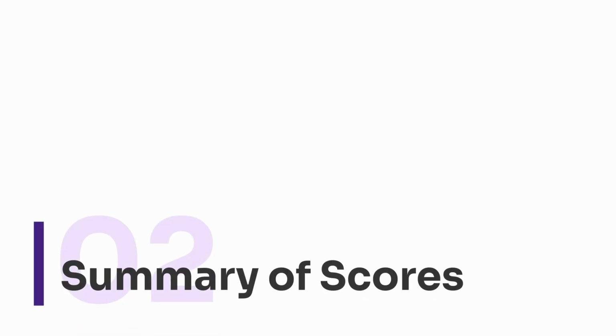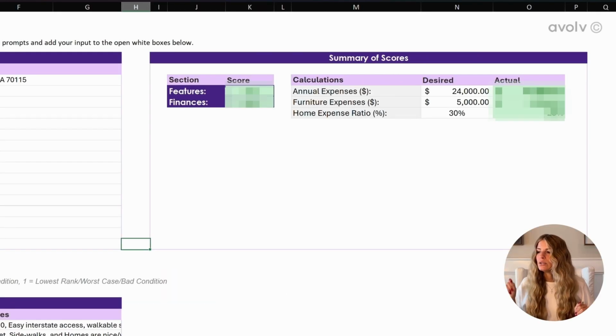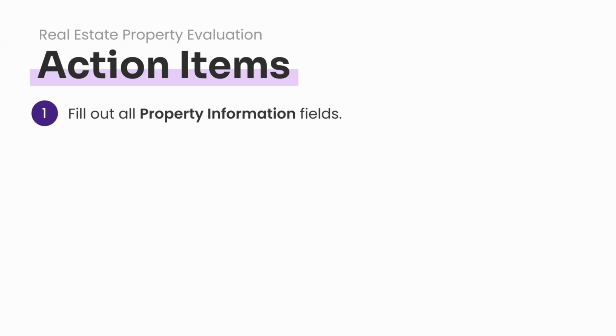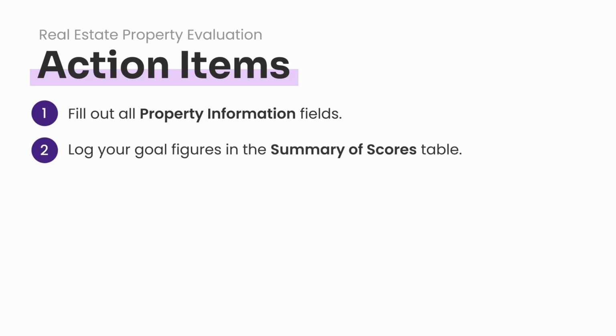The next thing that we're going to do is scroll over to the right and add our desires into the summary of scores dashboard. Add in your ideal annual expenses and furniture expenses that you'd like to pay in total in the desired column. These are just some critical details. You want to make sure those are in place. As we fill out the rest of the sheet, the summary of scores table is going to populate, but you need a baseline understanding of what your goal is for the summary of scores. And then it is going to conditionally format the rest of the numbers that come into this table based on your answers here.